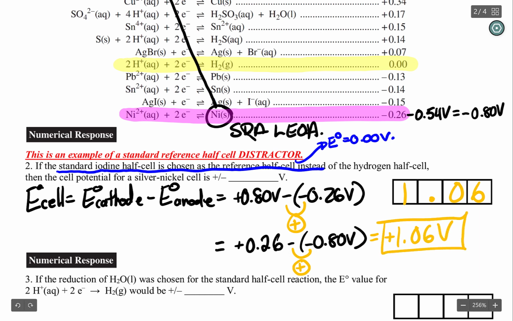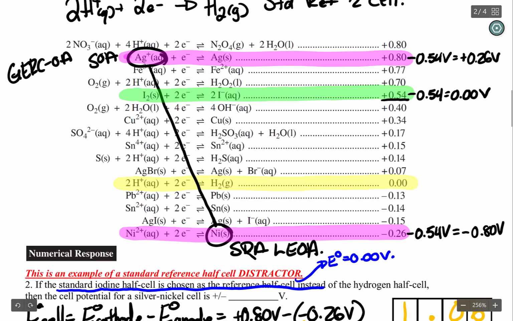So to be as crystal clear as I possibly can, if a question has a full cell, silver nickel, gold copper, tin lead, whatever it might be, but I have an entire cell, and the question says what's the voltage of this cell, if I have a new standard reference half cell, in this case it was iodine, what do I have to do to solve the problem? The answer is nothing that you wouldn't normally do. You solve for it as normal. Creating this new reference half cell just adjusts all these reduction potentials by the same amount.